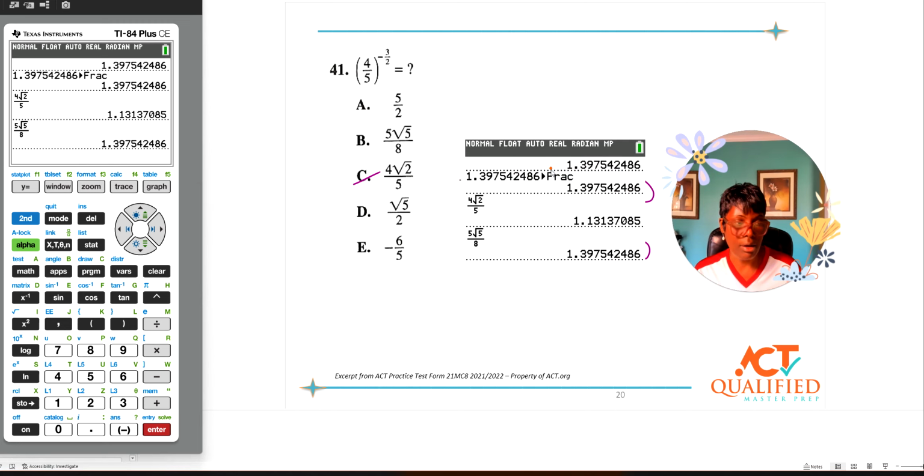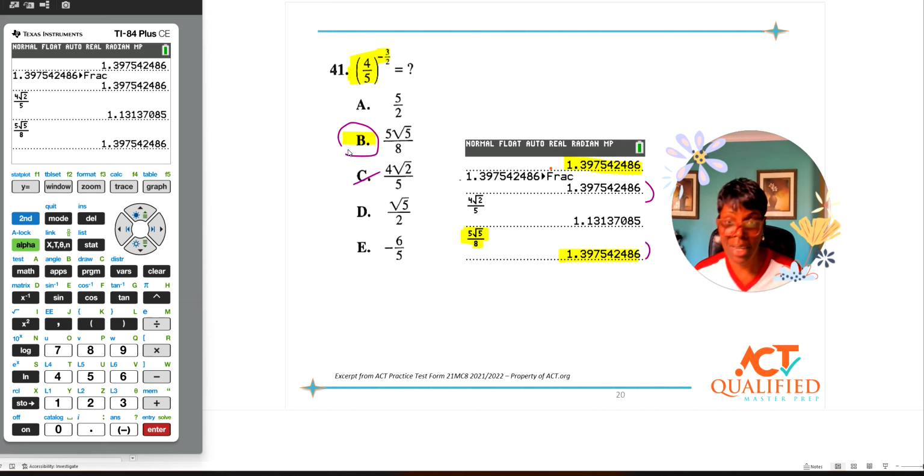You see here clearly that our answer here is actually equal to this value here. So B is our answer.